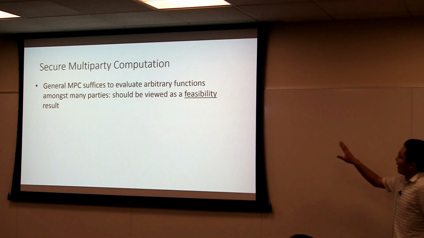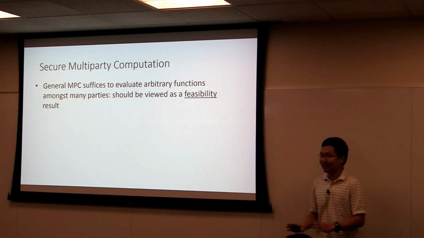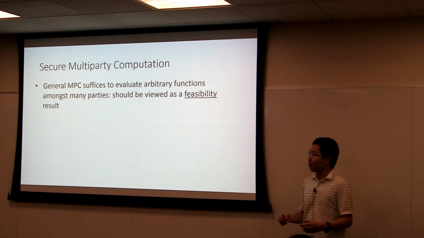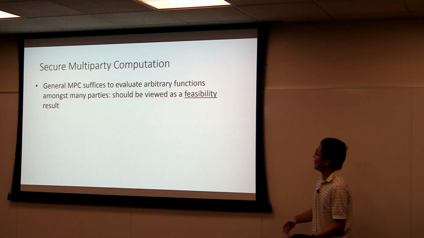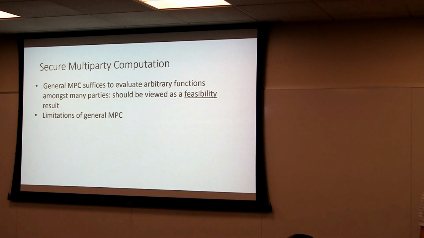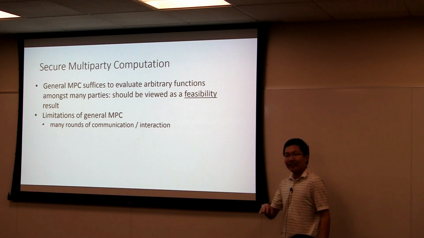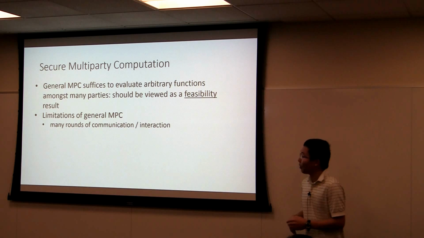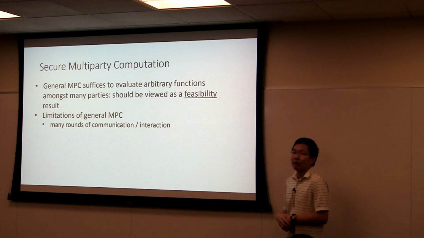The way I like to view these results is that this is really a feasibility result. This is a very elegant theoretical result saying that any arbitrary function we can securely evaluate on private inputs. So that's really nice. But in terms of practicality, this is really not cutting it. Here are some reasons why general multi-party computation may not be ready for prime time, especially in the Internet of Things. First, there are going to be many rounds of communication and interaction with these multi-party computations.